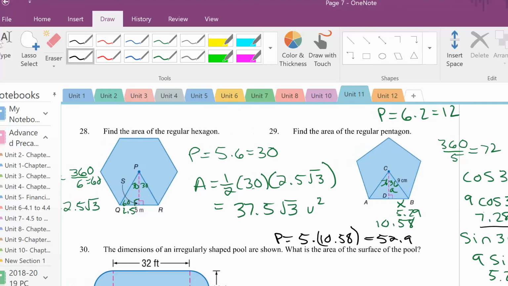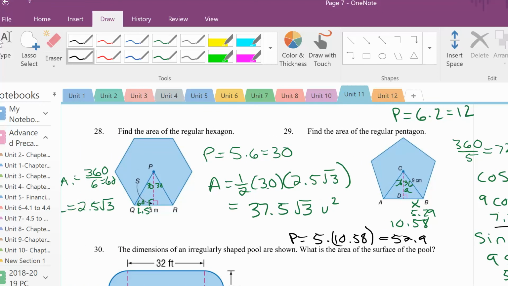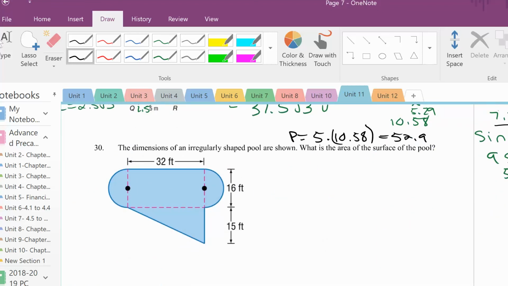All right, so let's look at number 30. Number 30 says, the dimensions of an irregularly shaped pool are shown. What is the area of the surface of the pool? Well, notice you have a rectangle, two semicircles, and a triangle. So the area of figure 1, well, we know it's a 32 by 16. So that's 512 square feet for just the rectangle.